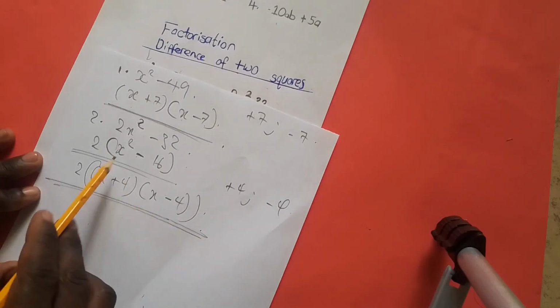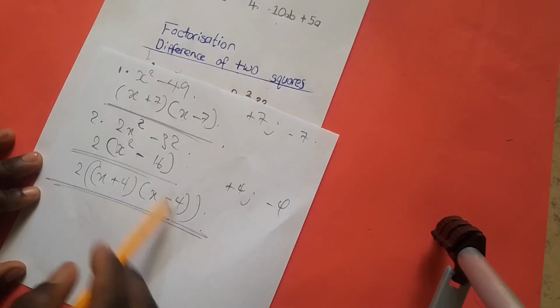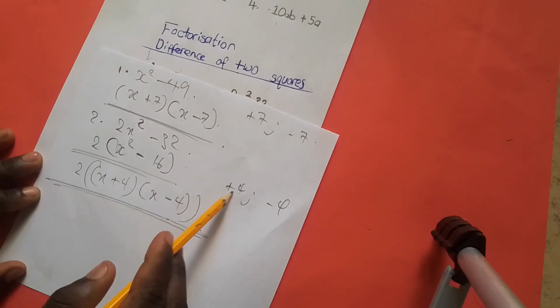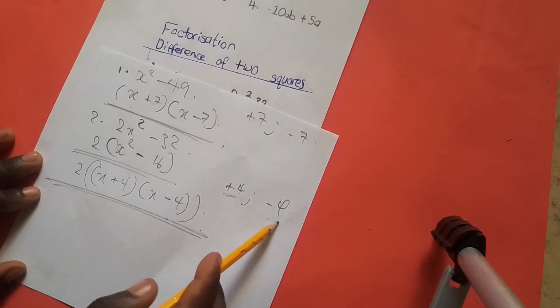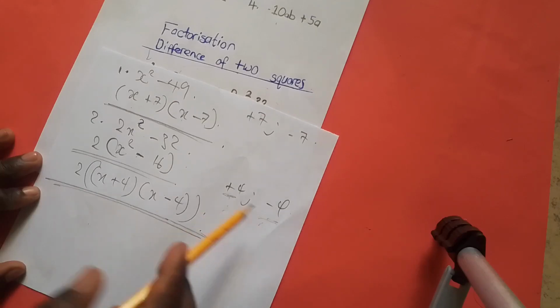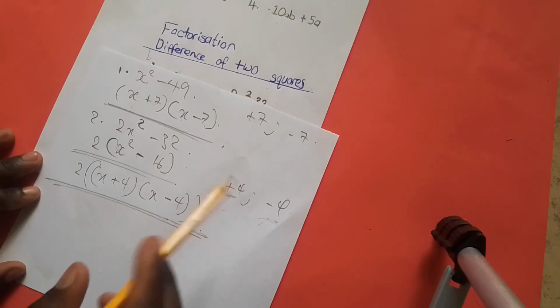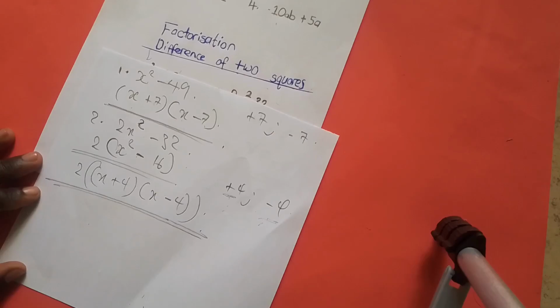x and x will lead us to x squared. Then 4 and 4 will lead us to 16, right? Positive, the first square root, and negative, the second square root. Then you're done. Positive 4 and negative 4. Then you're done, right? So let's move on to the third question.